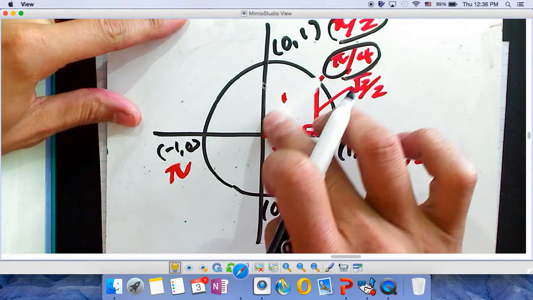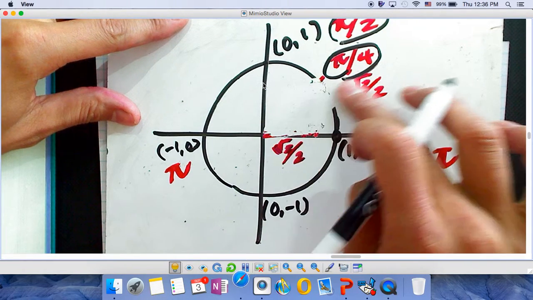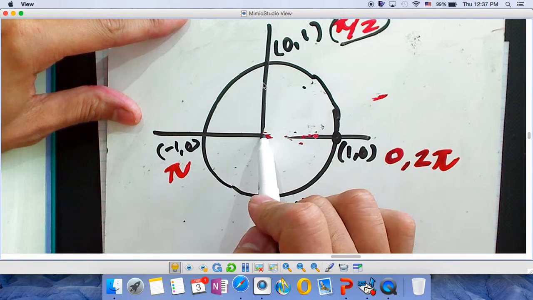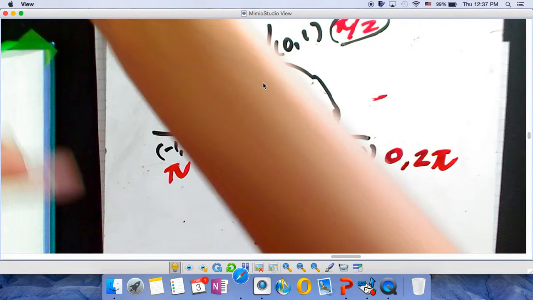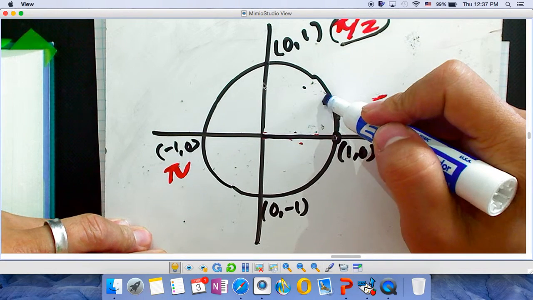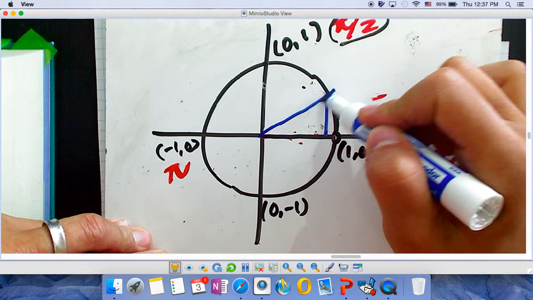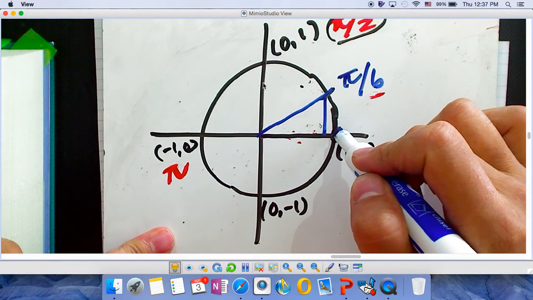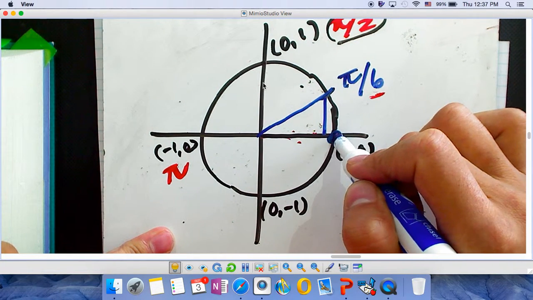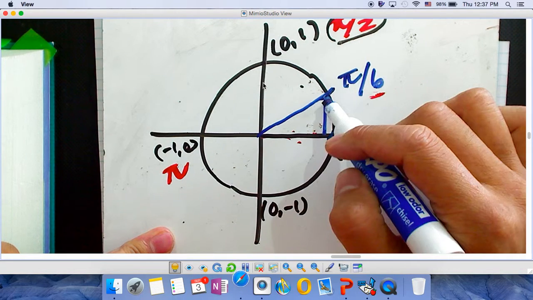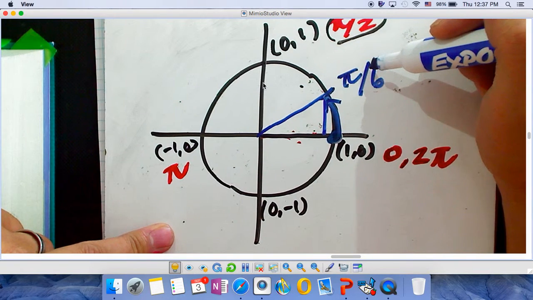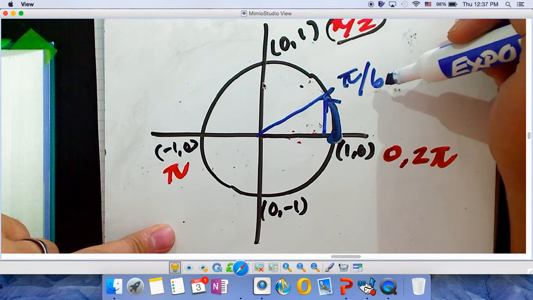Okay? How about the other one? How about if the radian is pi/6? Let's say right there is pi/6, meaning the distance traveled from 1, 0 to that point is pi/6. What's the distance? That's 3.1415 dot dot dot divided by 6, so it's going to be 0.5 something, right?